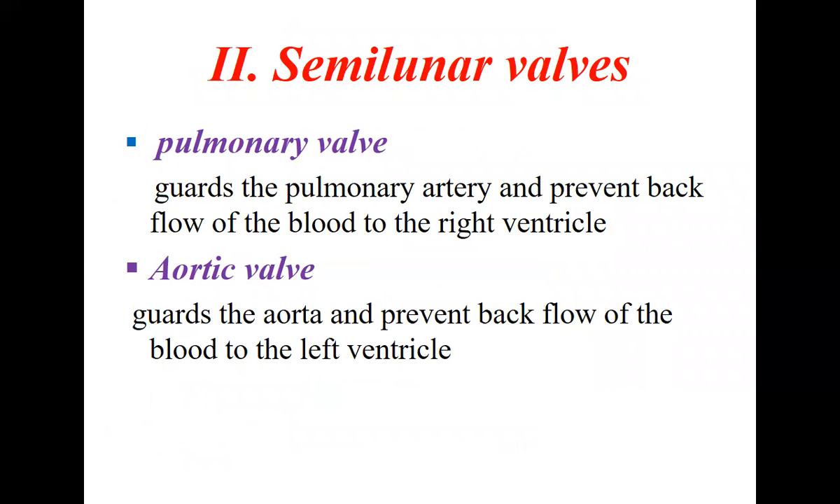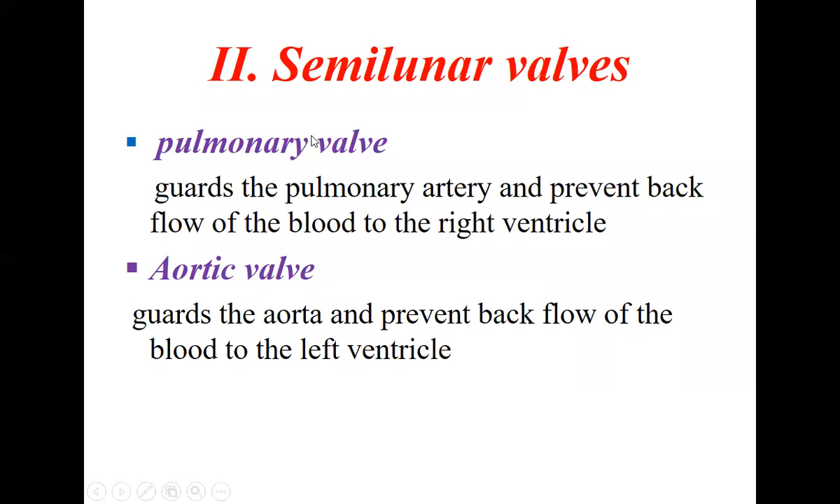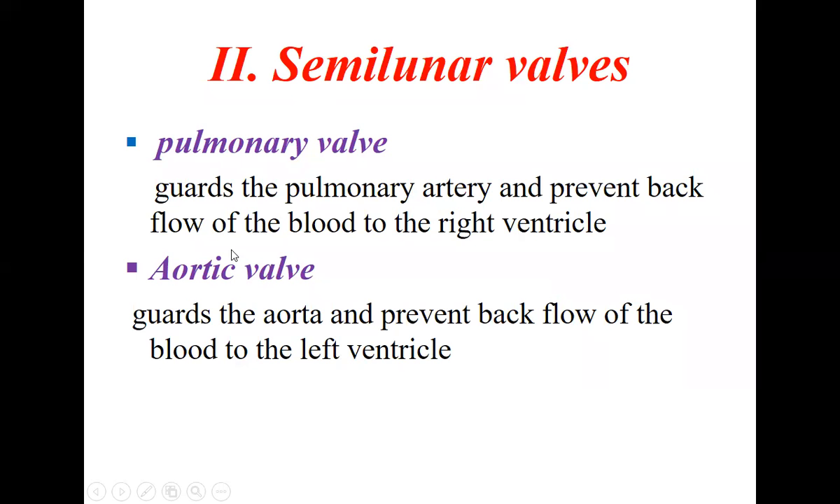Now coming to the other valves. Apart from the right and left atrioventricular valves, there are other valves, as we saw already. One is the pulmonary valve, which is present here near the pulmonary trunk, and the second valve is present near the opening of the aorta. That is called the aortic valve. So there are additionally two valves, the pulmonary valve and the aortic valve. These are called semilunar valves.